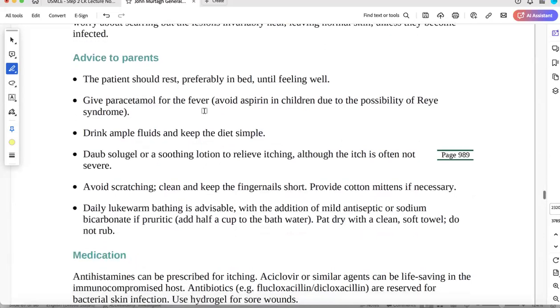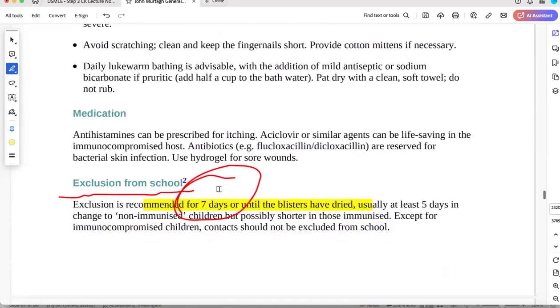Okay, so the symptomatic treatment, you can go through this, it's not needed. Now, antihistamine can be prescribed if the child has any itching. If the child has a secondary bacterial infection, then you can give them an antibiotic, which is either flucloxacillin or dicloxacillin.